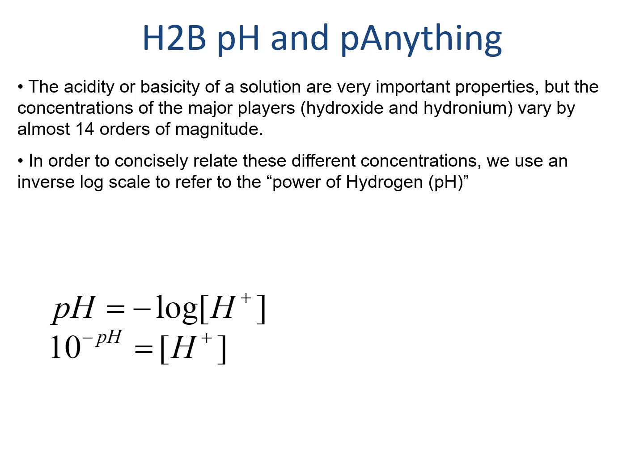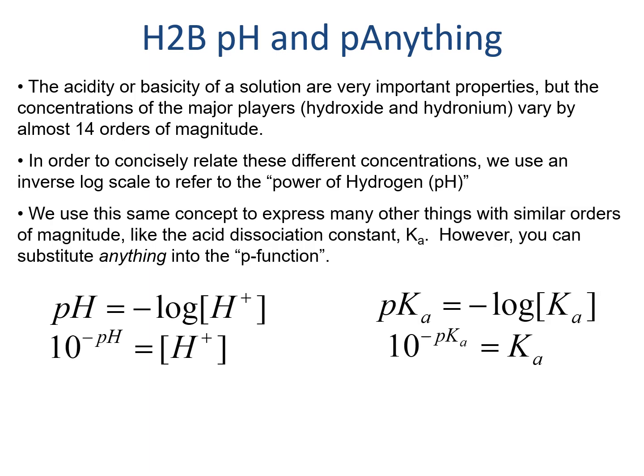And because pH is a log scale, only the significant figures after the decimal place for the pH are significant. So a pH of 1.55 has only 2 significant figures. We'll actually use the same type of power scale to make other values more accessible in this class as well. For example, we use pKa to describe the Ka values, or acid dissociation constants, on a more reasonable scale. We'll also use the power function to talk about electrochemical potential.